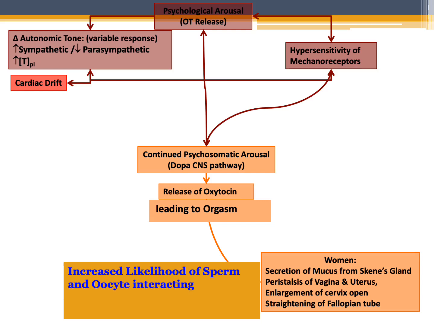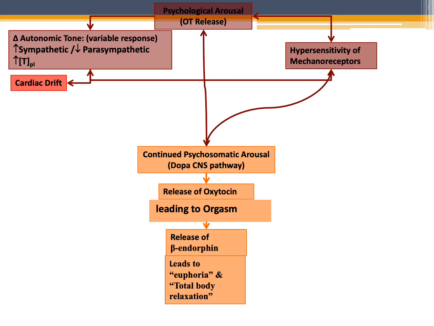Upon termination of the peristaltic contractions, there is a release of beta endorphins. When we combine the beta endorphins with the increased levels of oxytocin, it leads to what is usually referred to as a euphoric psychological condition and a total body relaxation.